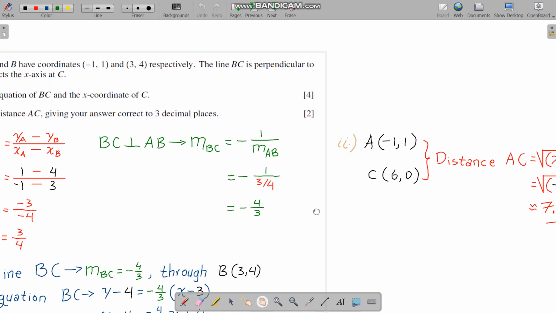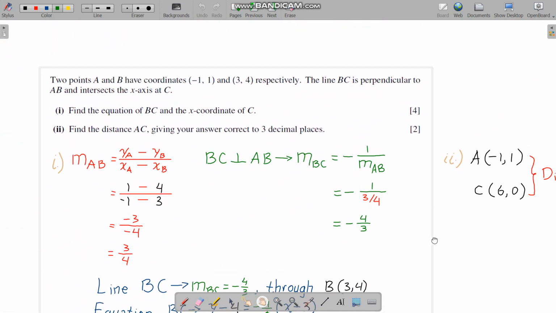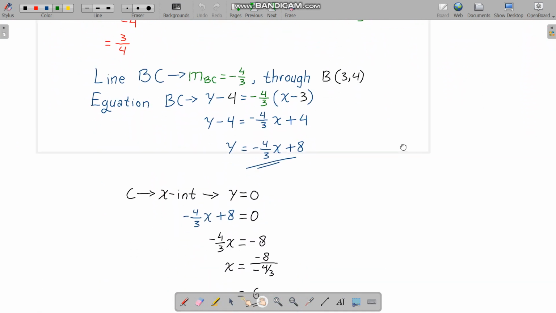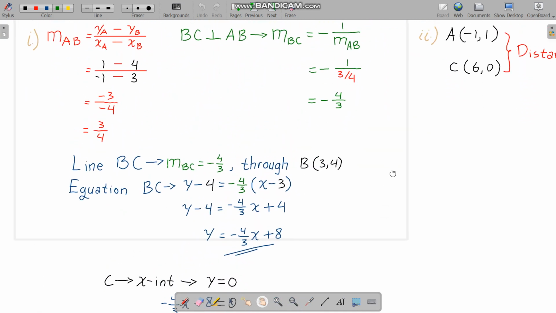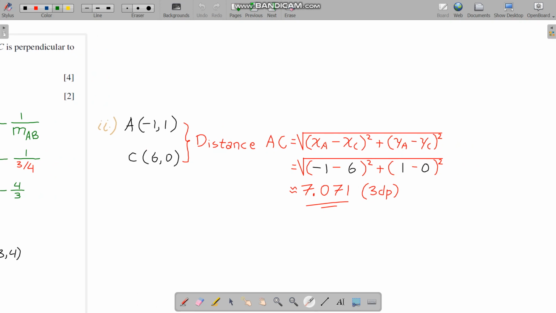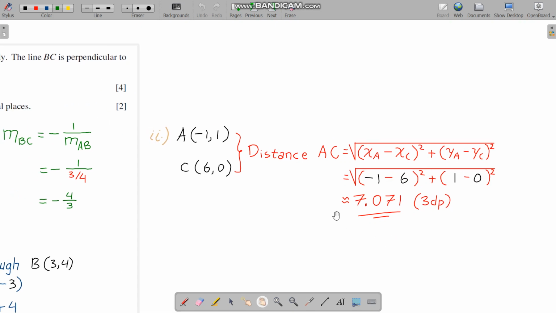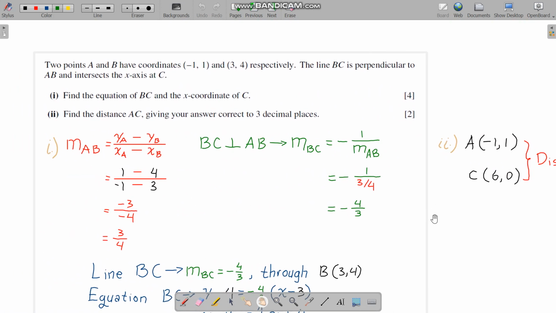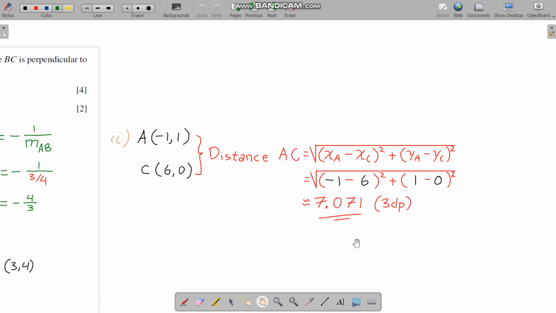Find the distance AC. Well, we have the point A, and we have the point C. So you can find the distance using the distance formula: the difference in x values, the difference in y values, squared, add, square root. So we get this using the calculator in 3 dp. According to the instruction, we have to use 3 decimal places.